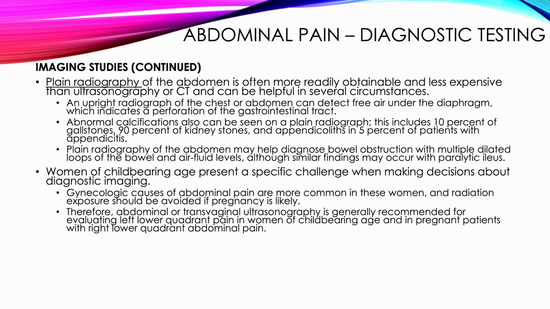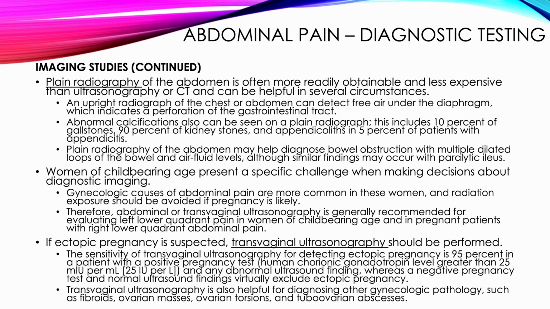You do the pelvic exam and try to decide, is it more pelvic, more abdominal, and then kind of go from there. Sometimes you have to end up getting both. Ectopic pregnancy, again, transvaginal ultrasonography is going to be the best.